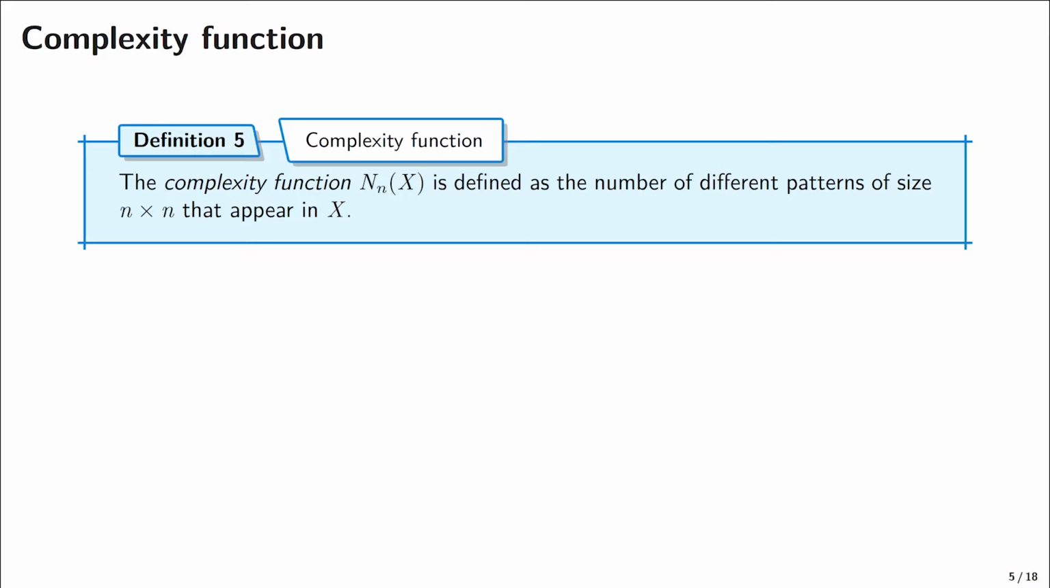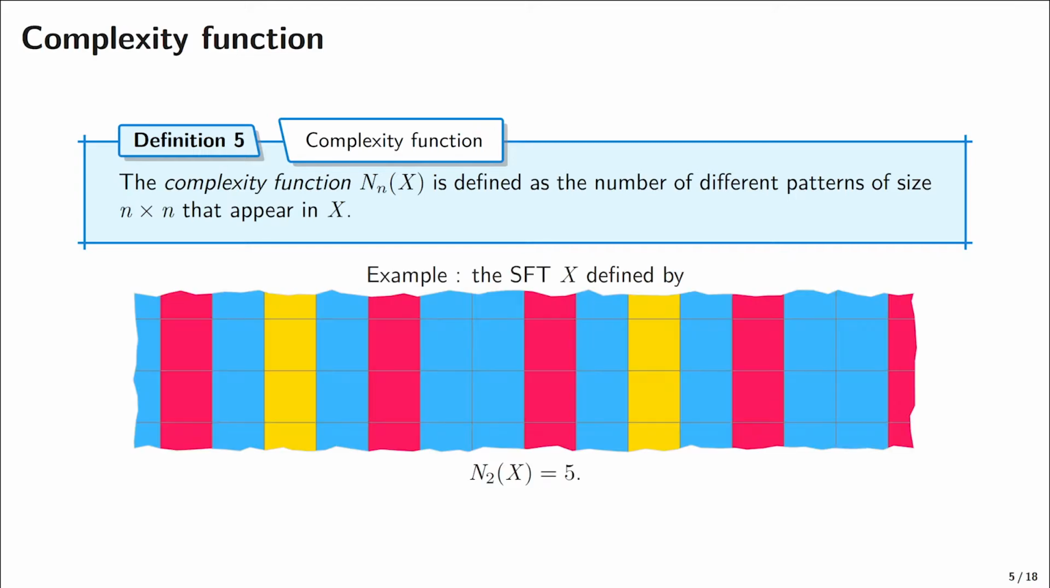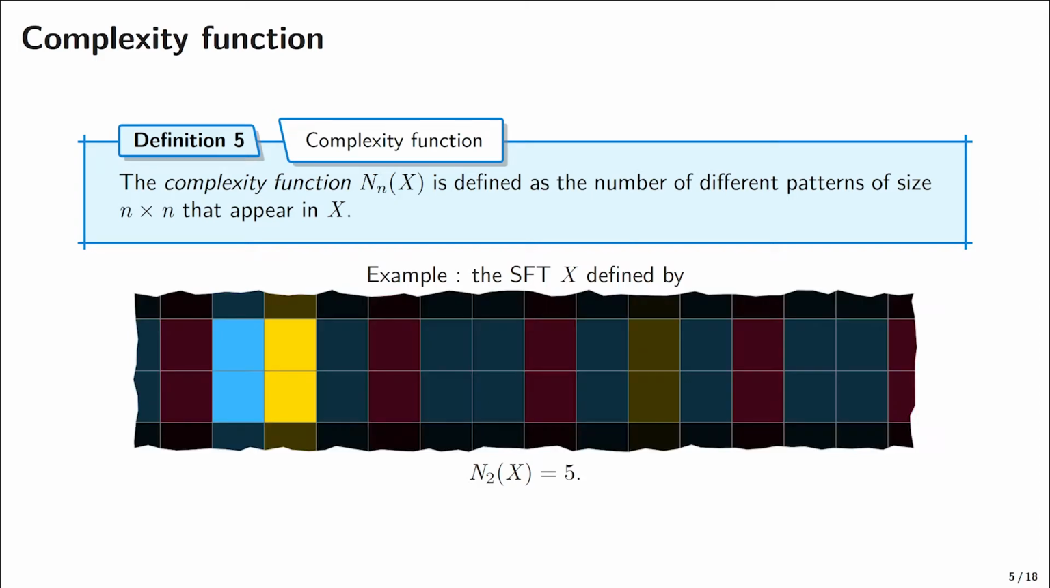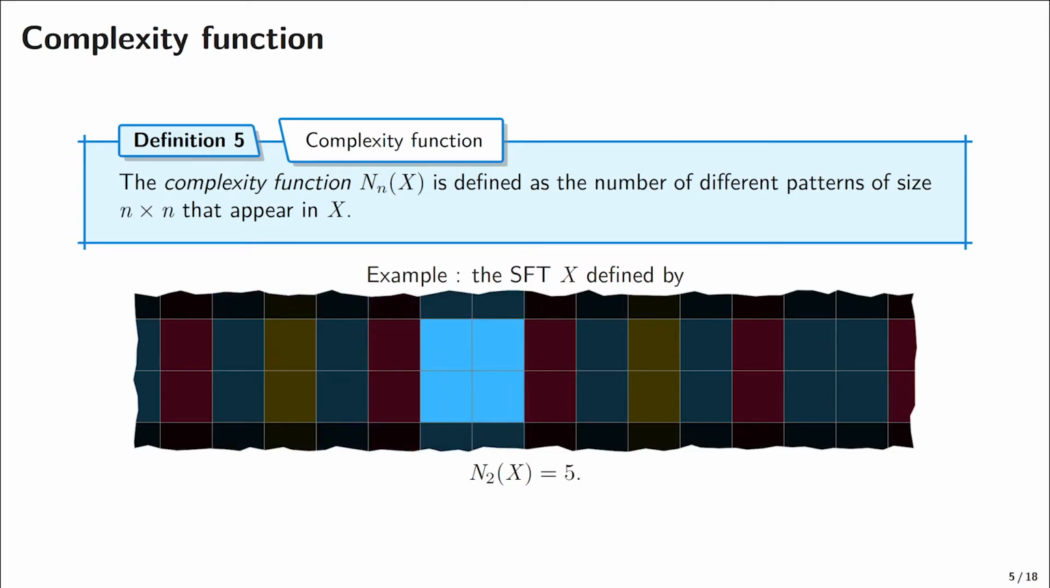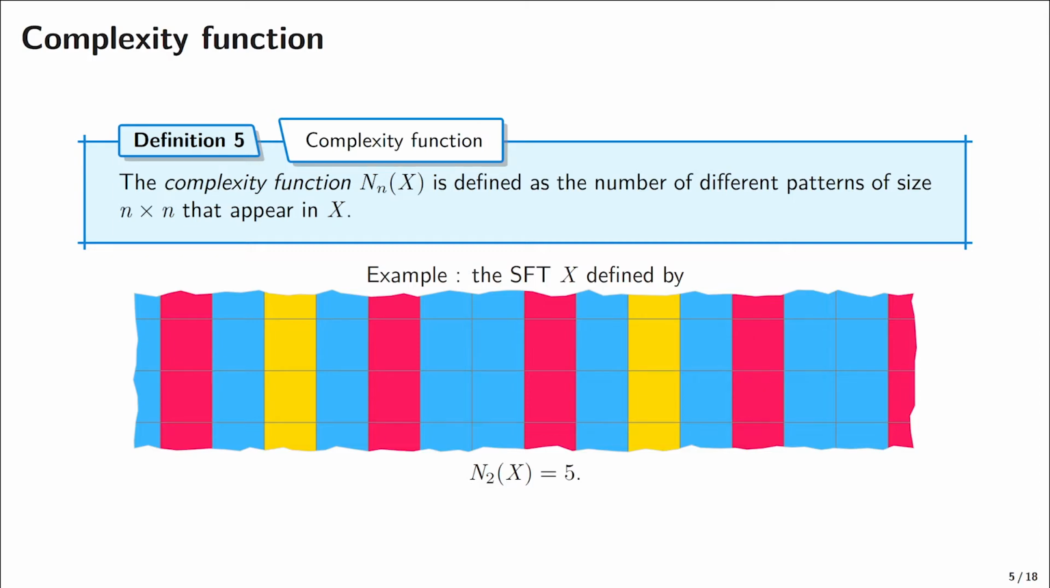It is a very combinatorial notion which counts the number of patterns of size n times n which appear in the subshift you consider. So you have a set of colorings, and you count the number of different patterns which appear in it. For example, take this configuration, this coloring. Then I claim that there are exactly 5 different patterns of size 2 times 2: blue and yellow, blue and red, blue and blue, yellow and blue, and red and blue. And there are no other ones. This is exactly the idea of the complexity function. You count the number of different patterns of a given size that appear in your colorings.